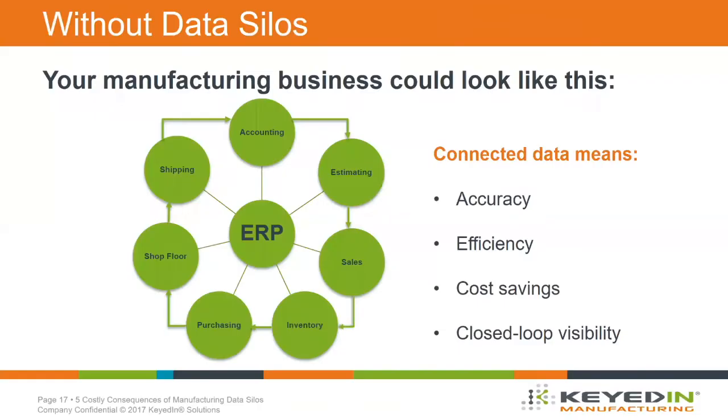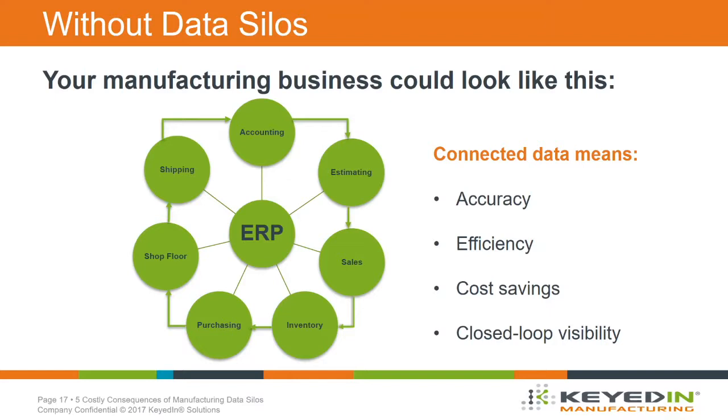So now that we've talked about the challenges, let's envision what the world could be like and the benefits when we start eliminating those. Obviously, when we have a connected system where all of our key components are integrated and working with and talking with each other, the exact opposite starts to happen. We become more accurate, we become more efficient, we see significant cost savings, and probably the biggest benefit of all is that closed loop visibility.